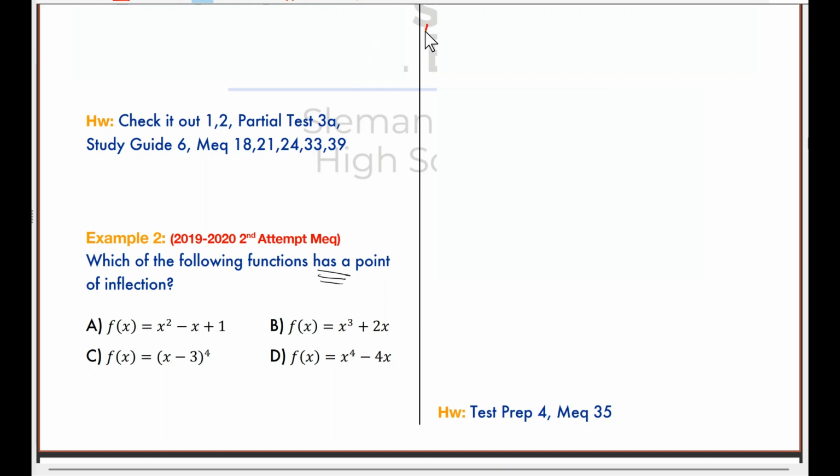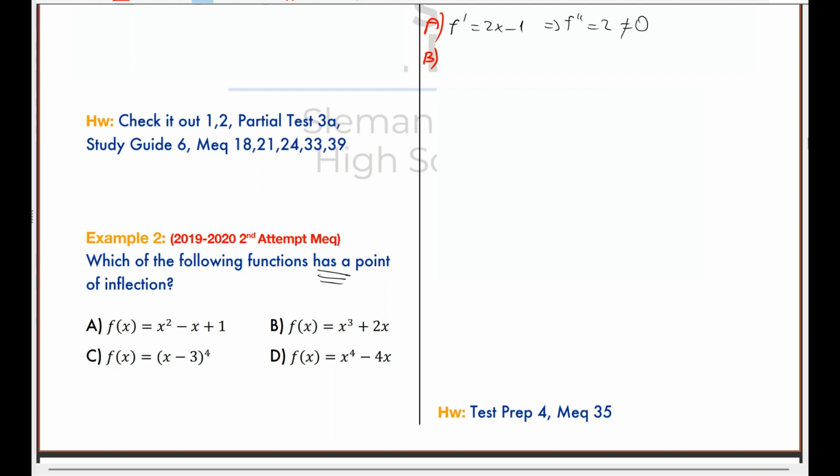Option A. First derivative, 2x minus 1. Second derivative, 2. So actually there is no x value that makes second derivative 0. So no need to make a table. We don't have a candidate for point of inflection.